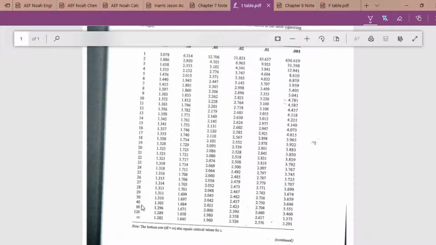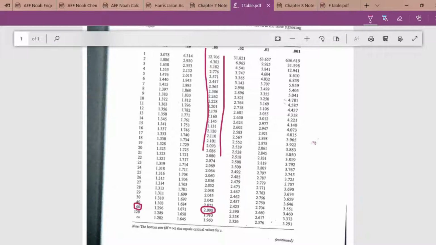That's not listed. The next closest that is lower is 60. So we're going to use this row, and we want to test it at the 0.05 alpha level. And so it's this column here that we want to use. And so we go across from 60 to our 0.05 column, and we see that our t critical value is 2.00. And so we're going to compare our obtained t-value to this critical value of t.